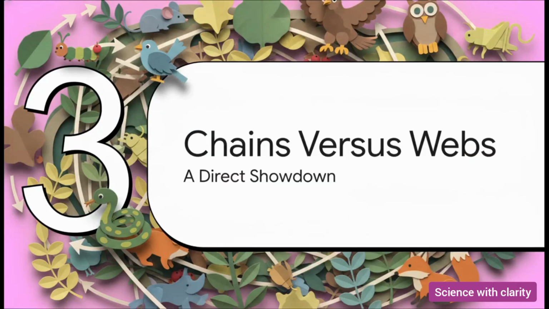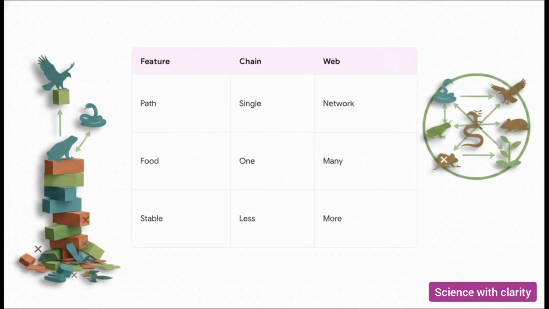Section 3, Chains versus Webs. Let's do a direct showdown. So the crucial point here really comes down to stability. Think of a simple food chain like a giant game of Jenga. If you remove just one block, let's say a disease wipes out all the frogs, well, the snake starves, the eagle starves, and the whole system comes crashing down. It's just inherently less stable.